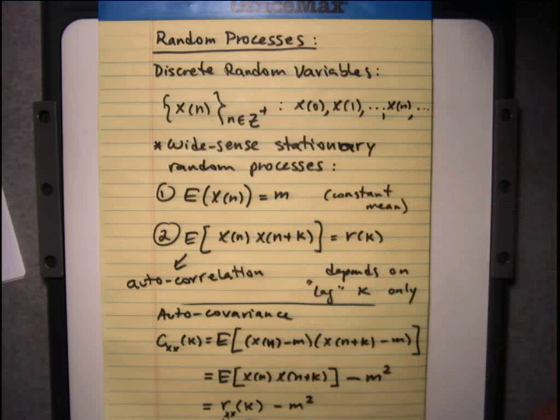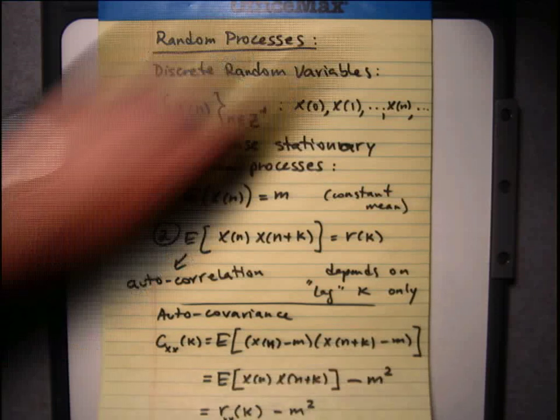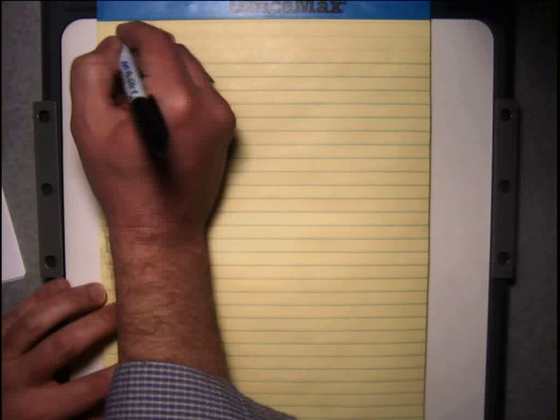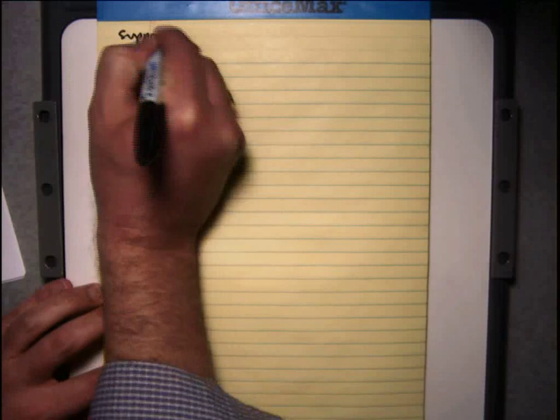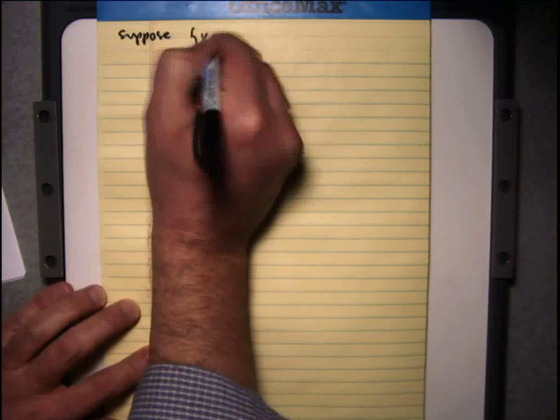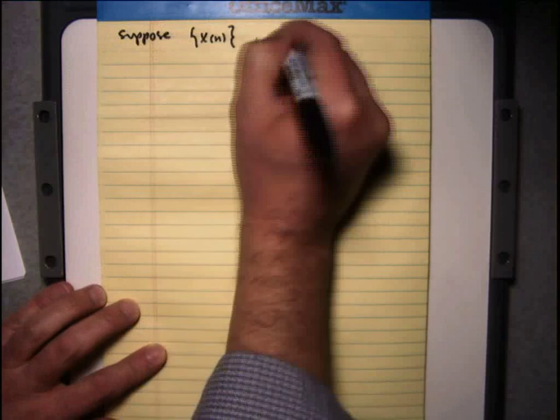Just like we computed the covariance between a random variable x of n and another random variable x of n plus k, we may in fact have two different random processes, and we can compute covariances between them as well. That's just a generalization of the concept that I just showed you here. So now suppose you have two random processes, x of n and y of n.